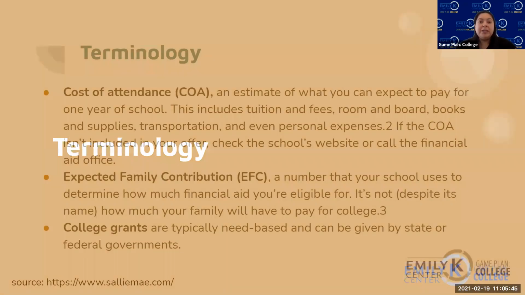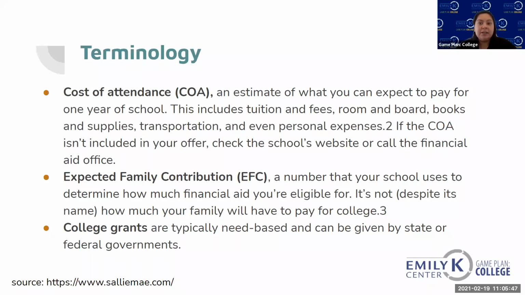So we're going to go over a few key terms when it comes to understanding that financial aid letter. You may see some terms on there called the cost of attendance. The cost of attendance is an estimate of all that you will need to pay for 1 year of school. So these costs include tuition and fees, room and board, but they also include how much you will be spending on books, an estimate, as well as transportation and even personal expenses. So every school should have a cost of attendance publicized somewhere, usually on their website.